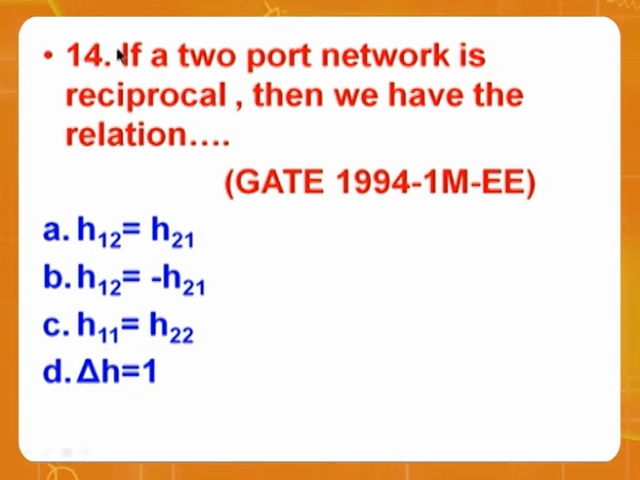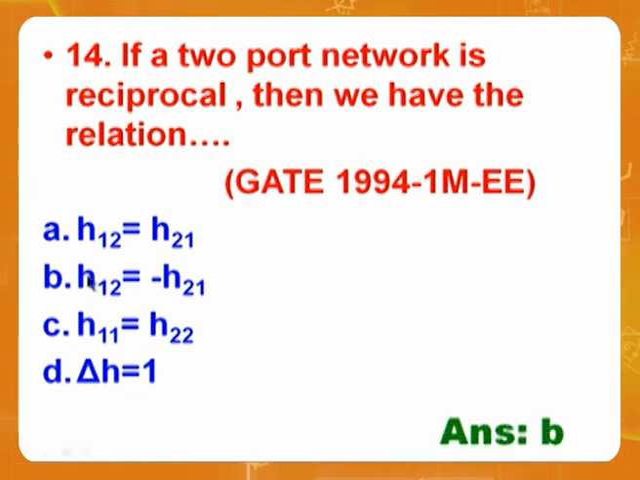Now 14. If a two-port network is reciprocal, then we have the relation. Now he is checking the reciprocal condition. See there? How many questions are coming on this? Just on reciprocal and symmetry, you have lots of questions. That is, H12 is H21, H12 is minus H21. Because reciprocal means, as we derived in the previous procedure, you can just put it, and that's going to be B.